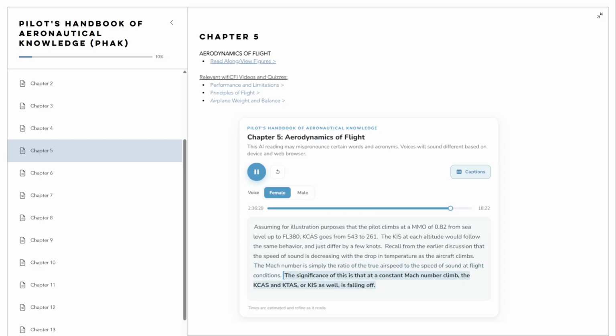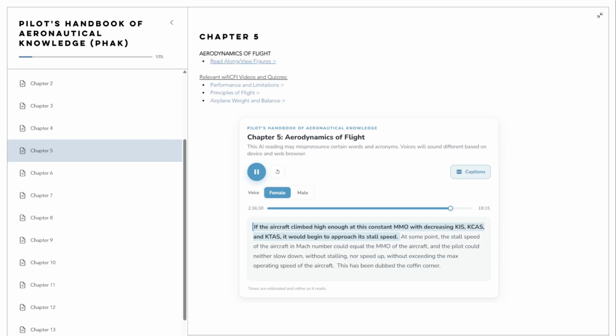The significance of this is that at a constant Mach number climb, the KCAS and KTAS, or KIAS as well, is falling off. If the aircraft climbed high enough at this constant MMO with decreasing KIAS, KCAS, and KTAS, it would begin to approach its stall speed. At some point, the stall speed of the aircraft in Mach number could equal the MMO of the aircraft, and the pilot could neither slow down, without stalling, nor speed up, without exceeding the max operating speed of the aircraft. This has been dubbed the coffin corner.